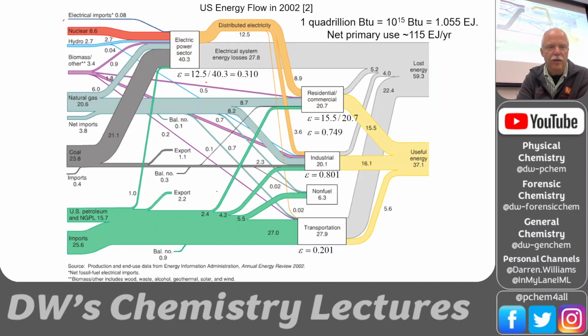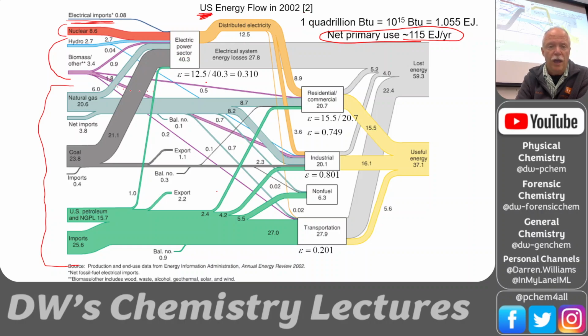So yeah, you have electrical imports, that's just cross-border electricity if we get it from Canada or from Mexico, very little. We have nuclear here, and then we have the renewables, hydro and biomass and other. So pretty small numbers. The big numbers naturally are natural gas, coal, and oil. So these are our fossil fuels, and we're in the 20s, 24 and 26 exajoules. And notice the net primary use. So this is the consumption of energy, 115 exajoules per year for the US. That's a lot of energy.